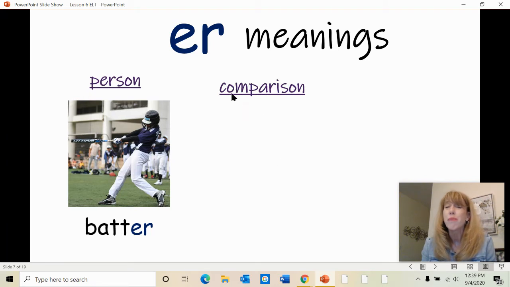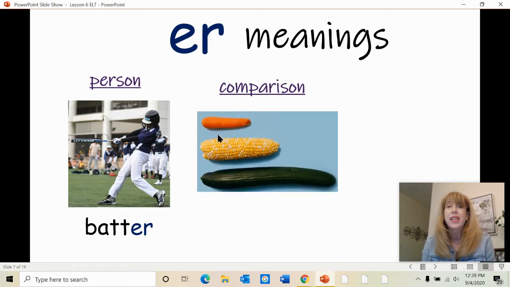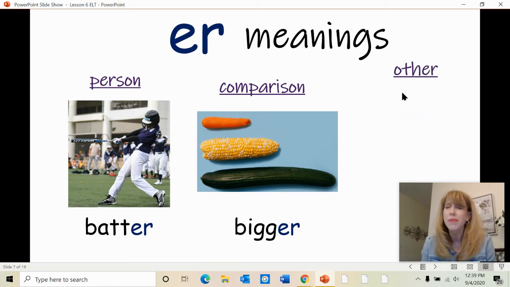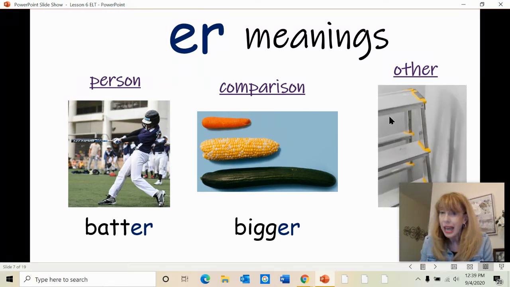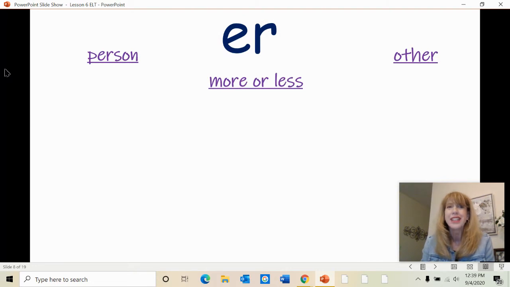ER can also mean a comparison between two things. For instance, the corn is bigger than the carrot. And the last different change is something that's completely different. It's not a person, it's not a comparison, it's something else. For instance, like ladder is something else. All right, person, more or less, or other. Here we go. We've got you try it.